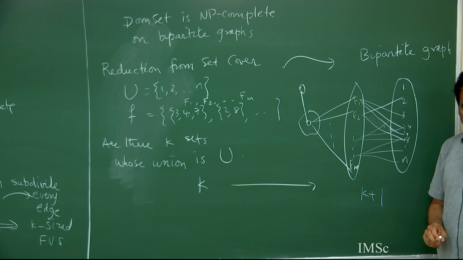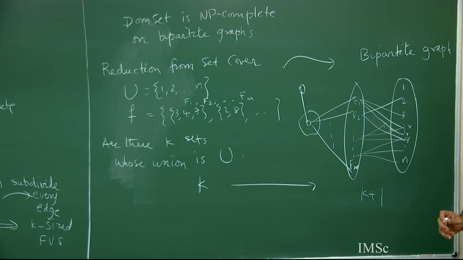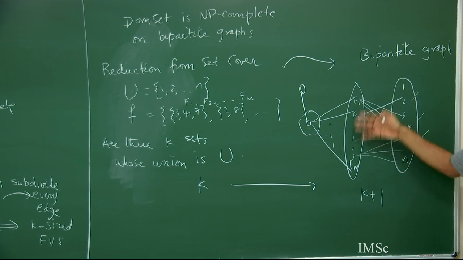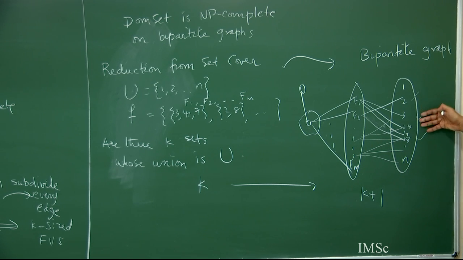Once this is forced, if your dominating set contains some vertices from here, why are they there? Who are they trying to dominate? Yes, they dominate these vertices, but that's not necessary because this vertex dominates all of this. So the reason these vertices are there is to dominate themselves. So you might as well pick some set that contains that and move your solution.